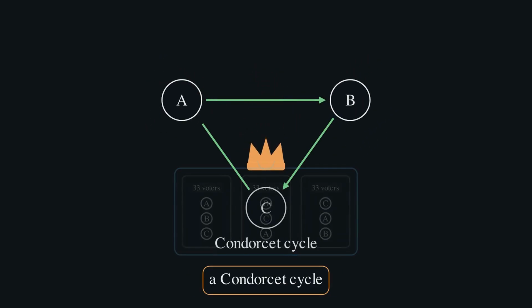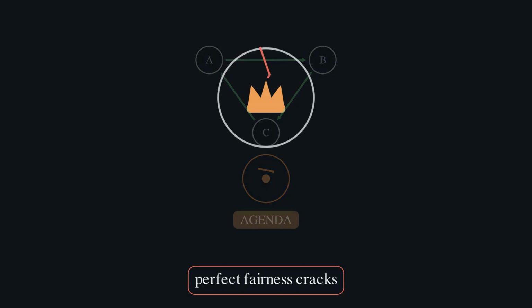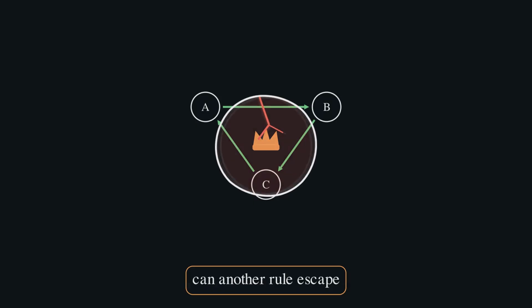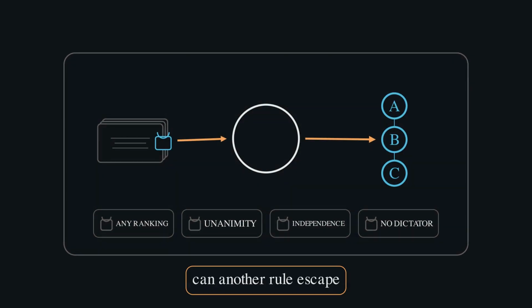This loop is called a Condorcet cycle. When preferences cycle, whoever controls the agenda can control the winner. That is the first crack in a perfectly fair voting system. But perhaps majority voting is the problem. Could a cleverer rule escape every crack without handing control to the agenda?